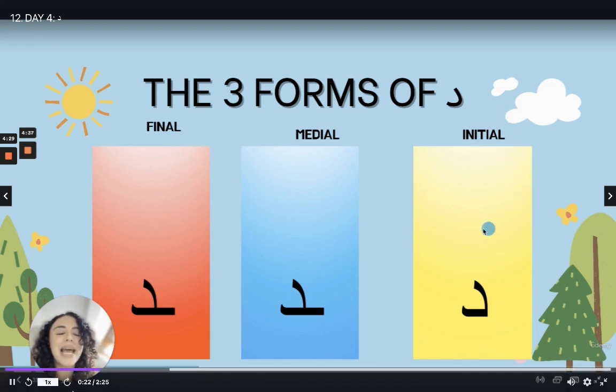And here we see it at the beginning of the word. It does not connect with anything. In the middle of the word, it connects with something, as we see from this line over here. And at the end of the word, it also connects with something. But it also can be found in its initial form, actually, at the end of the word. But it depends on what letter is next to it. And we'll go over that when we actually start reading.